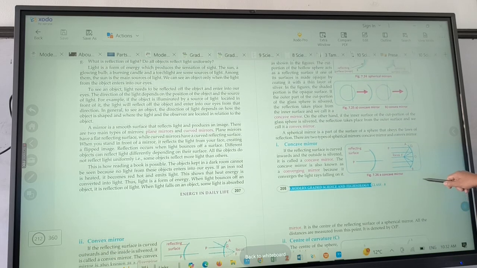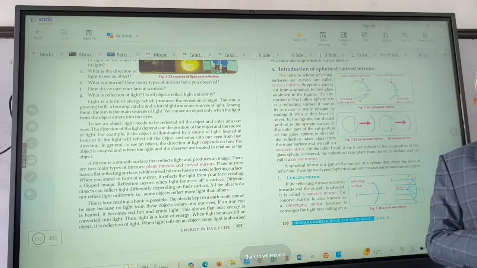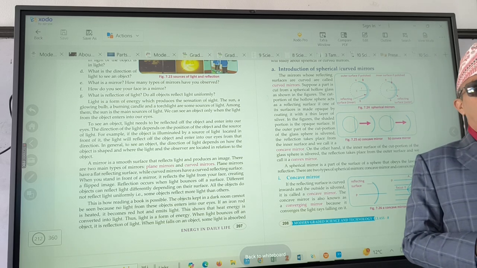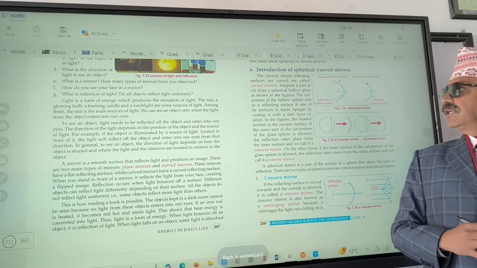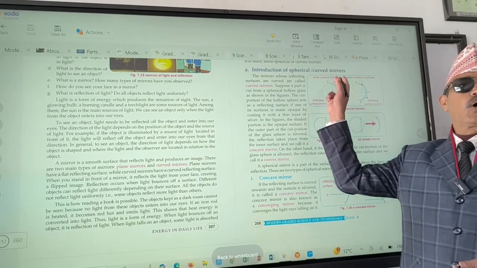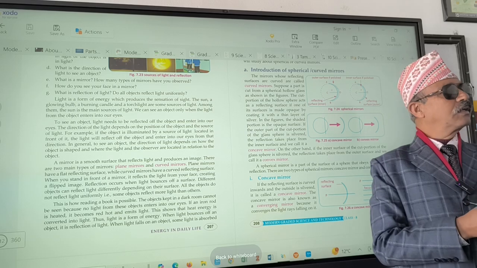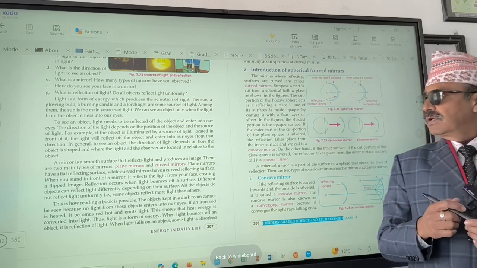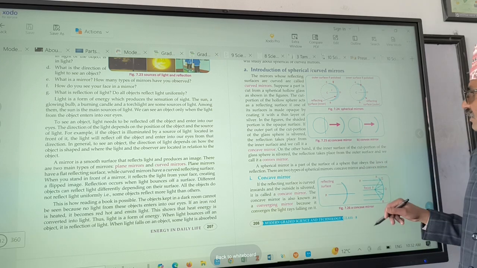Okay, children, how many types of mirrors are there? Two types of mirrors. They are plane mirror and spherical mirror or curved mirror. Plane mirror has a flat reflecting surface, and spherical mirror has a curved or bent reflecting surface.